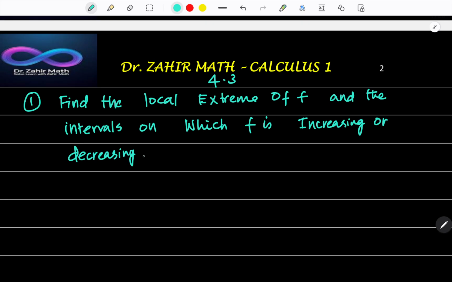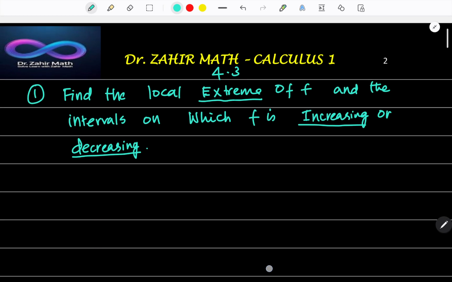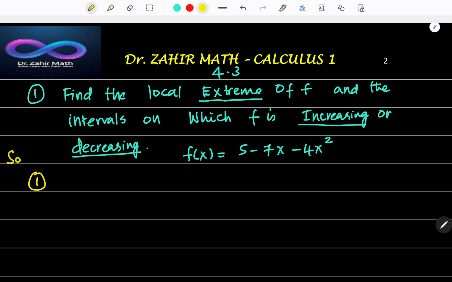So what are the things you need to see? Extrema, increasing and decreasing. The function is f of x equals 5 minus 7x minus 4x squared. So what is step number 1? Step number 1 is, let me go to the solution.